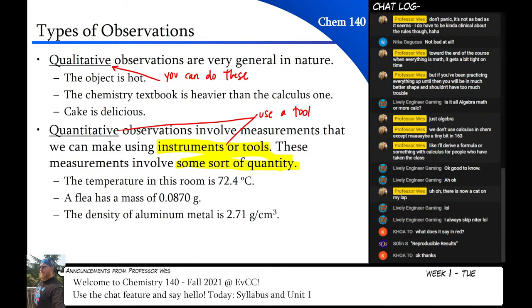Now, counting something could also be quantitative. You and I can count, so you could say, oh, there were 6 marbles in this box. That would still be a quantitative measurement, and the reason for that is because you used a tool, and the tool was counting.